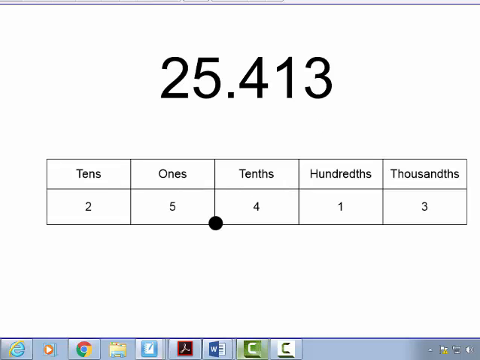The first thing we want to do is apply our place value reasoning, or our place value understanding, by placing this number in the place value chart. By doing this, we've organized our number and we've organized our thoughts. We can clearly see there are 2 tens, 5 ones, 4 tenths, 1 hundredth, and 3 thousandths. We're going to need that as a reminder as we work through our different forms.